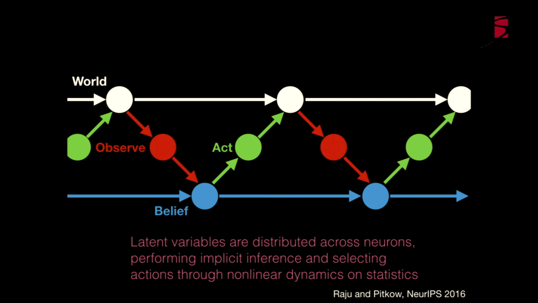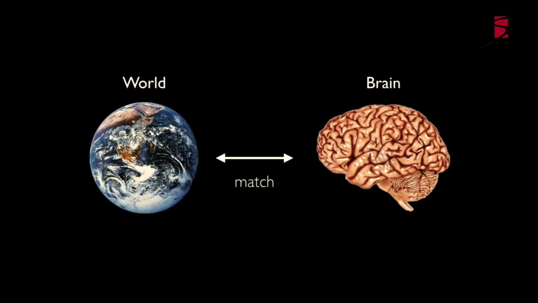The summary is that latent variables that we care about are distributed across many neurons, and they perform some implicit inference and select actions through the nonlinear dynamics. And I think it's useful to think of that as what they're doing to the statistics that describe your beliefs. Okay? So there's more to chew on there, but that's the basic idea. There's a match between the world and the brain.